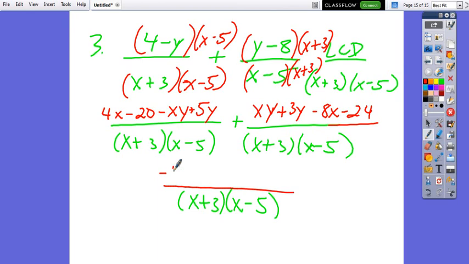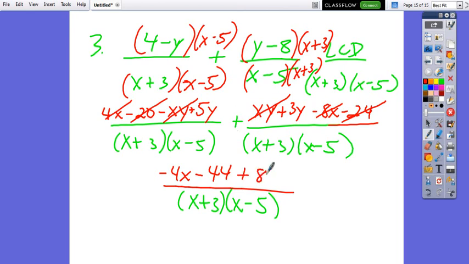Alright, so the x's are gone. I got a negative 20 and a negative 24. What does that give me? Negative 44. Alright. I've got a negative xy and a positive xy. Cancel out. They're just gone. And I've got a 5y and a 3y. 8y.